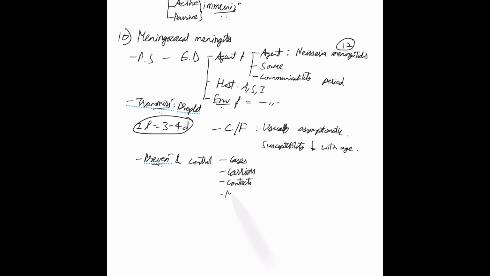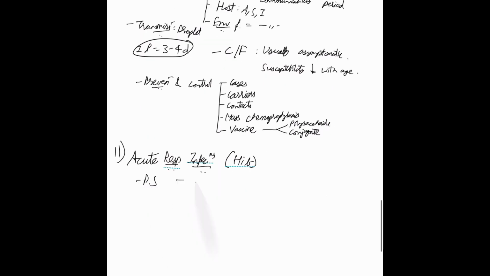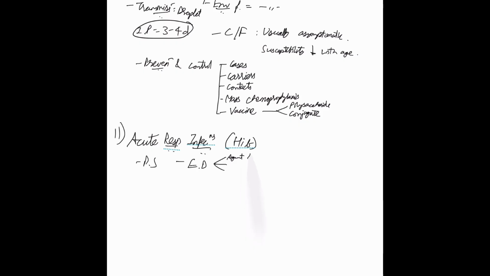And prevention and control, you have to deal with cases, carriers, contacts, mass chemoprophylaxis, and vaccines, which can be polysaccharide vaccine or conjugate vaccine. Next up, we have acute respiratory infections. Here it's basically a broad discussion on various acute respiratory infections, but it then moves on to discuss HIB, that is Haemophilus influenzae type B serotype.